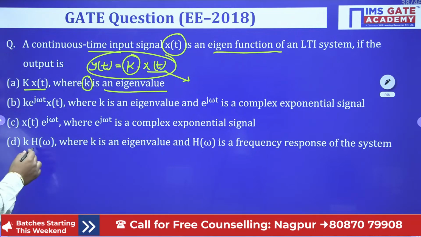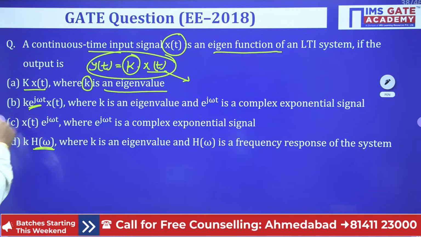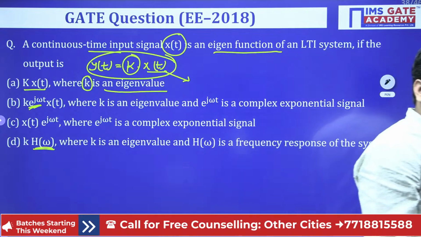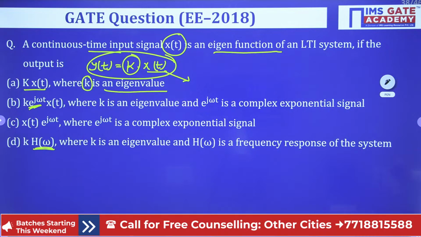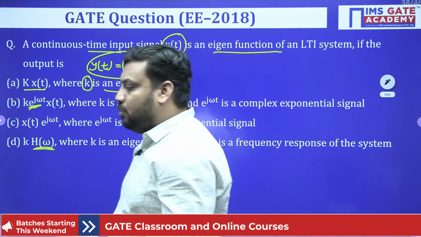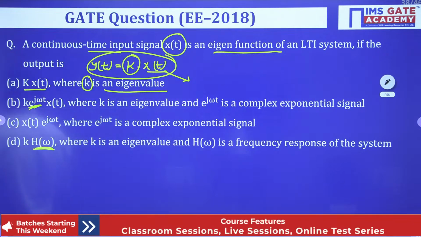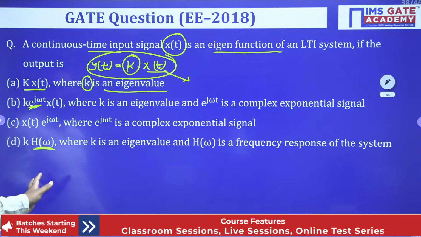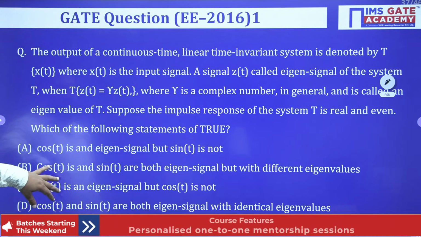So why is e to the power j omega term mentioned here? So that a general, innocent student can get confused. Okay. So if you have the pure concept, you can solve this question easily, and it is a pure conceptual question, no calculation is required here. Simple conceptual question, that is why it is a 1 mark question. Okay. So now we are going for the next question.